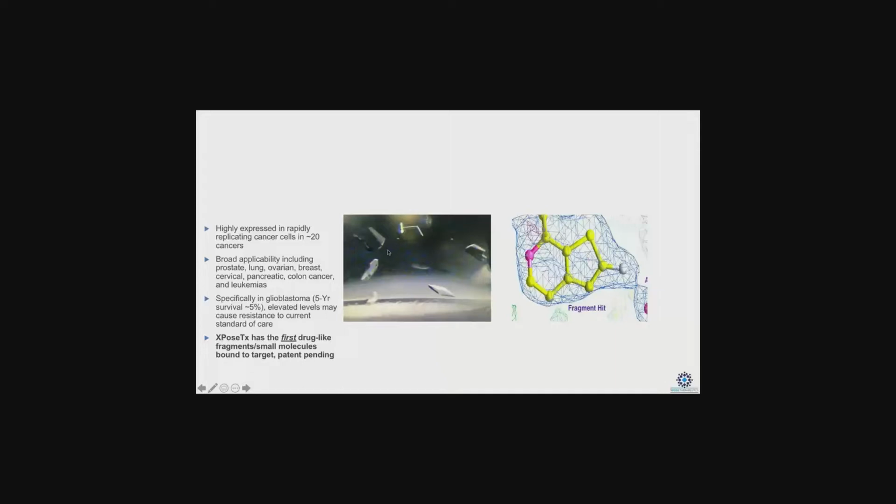yeah. So we have this is my second slide. I'll be done. So we actually have the first drug-like molecules bound to this target, and an example of this, kind of nice density that you see, and you immediately know where everything is happening, right?